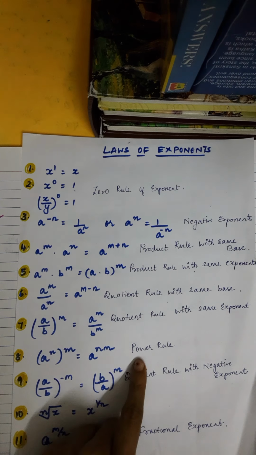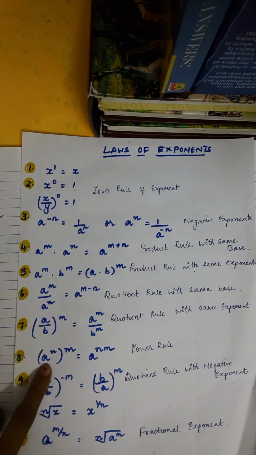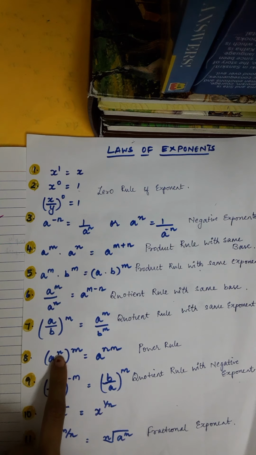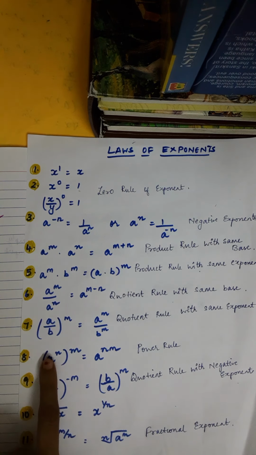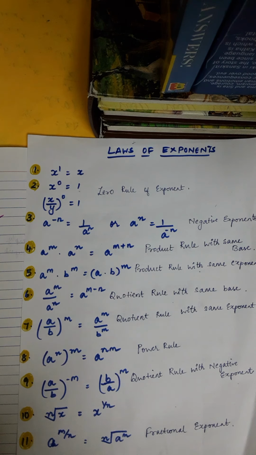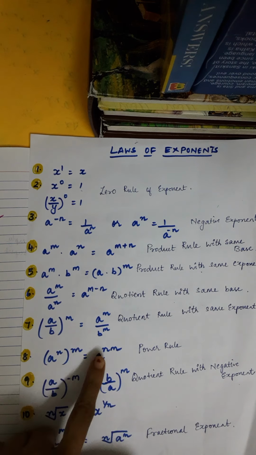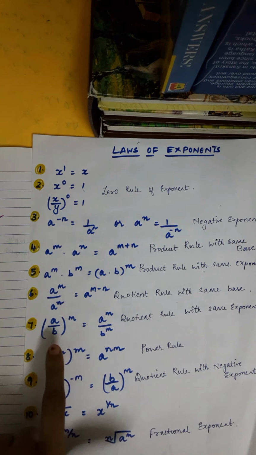Next, call this power of power rule. A to the power n, multiplied by another power m. So I've already got a power, that is a to the power n, but for the whole thing I've got another power also, called m. So I'm going to carry the same base and multiply my two exponents.